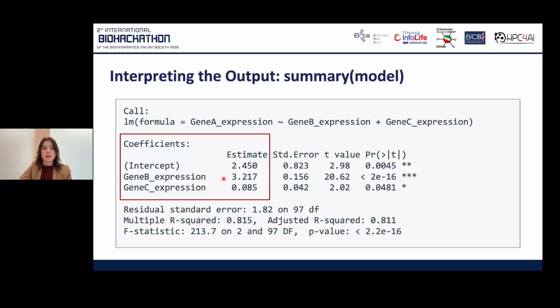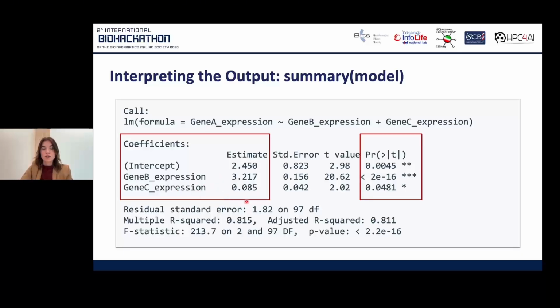While a beta 1 coefficient of 3.2 for the gene B expression means that we predict that every time the gene B expression level increments by 1, then the expression of gene A will increase by 3.2 units. And this is just holding gene C constant, not varying gene C. And same, of course, will be for this coefficient here.